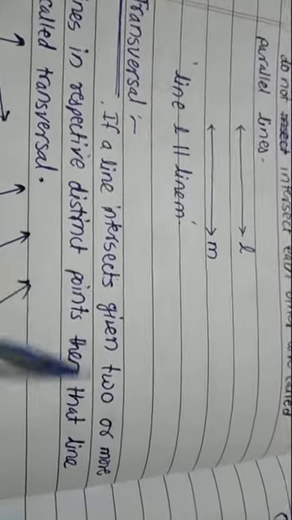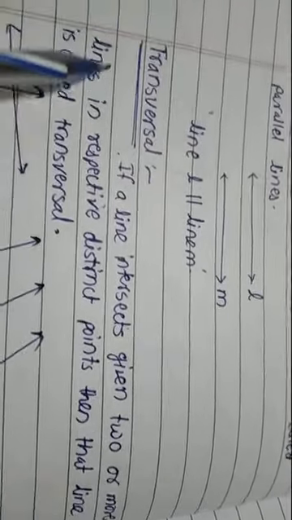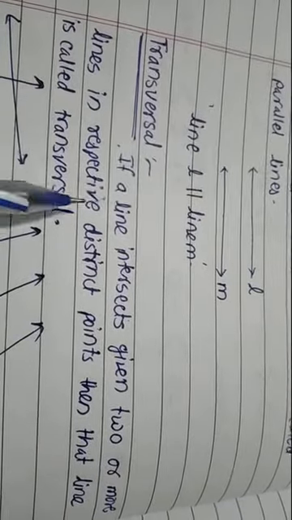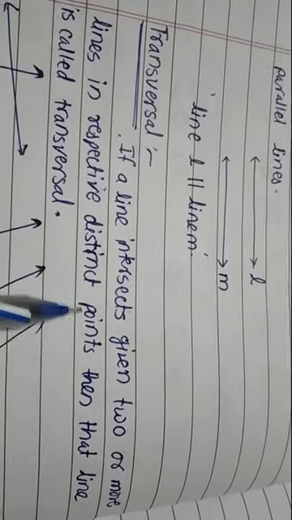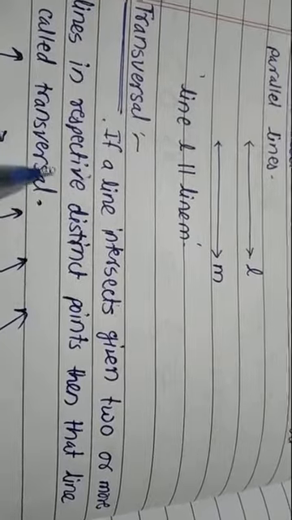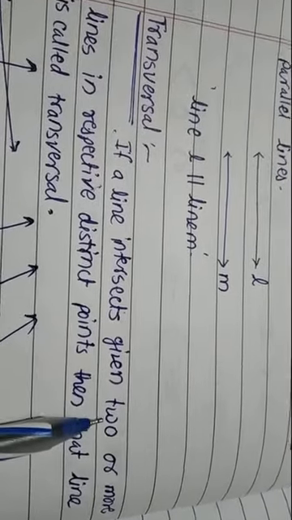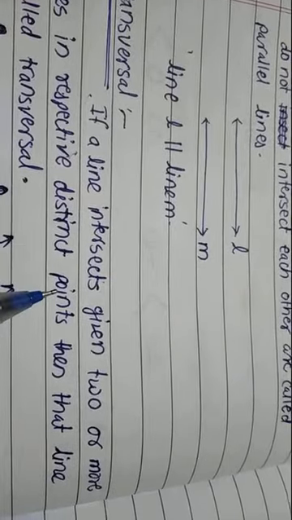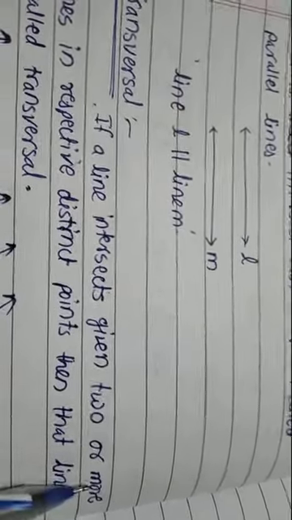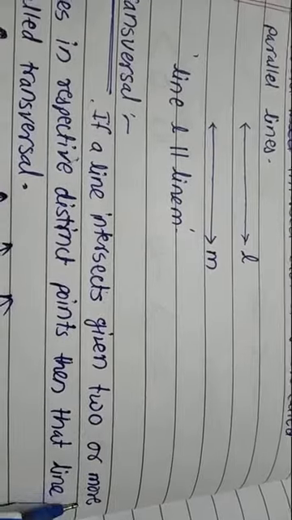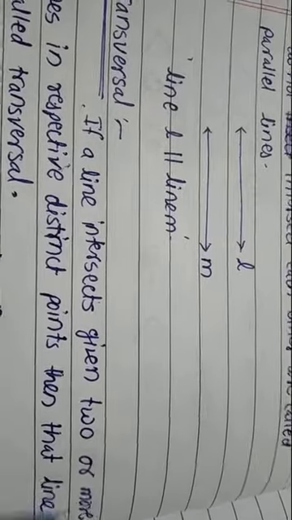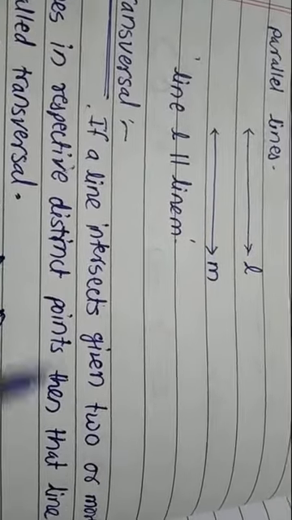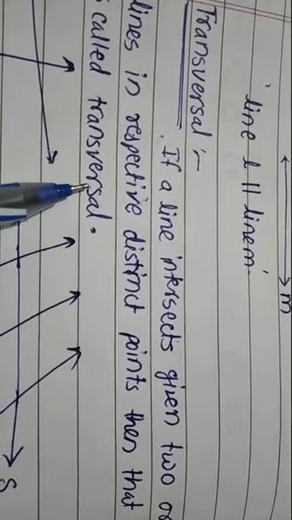If a line intersects two or more lines in respective distinct points. So what is meant by the respective? That if a line intersects two lines, the points will be two distinct, different points. If the line intersects three or more lines, or 4 lines, so it will intersect at 3 points or 4 points, then that line is called a transversal.